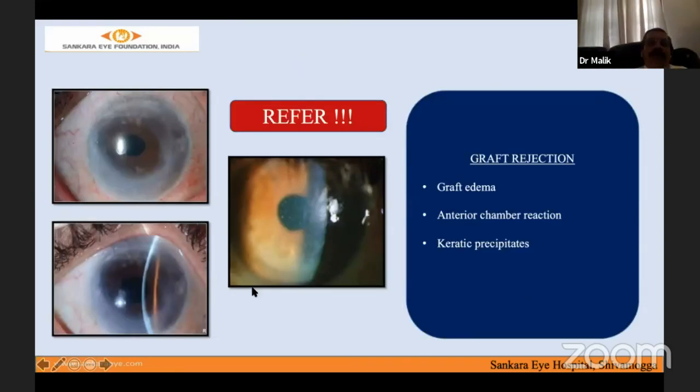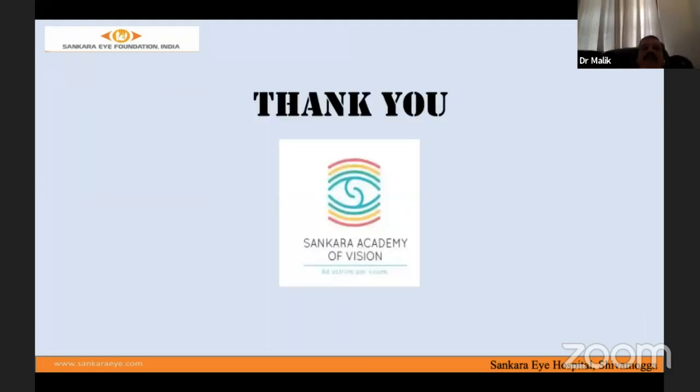Since this is posterior lamellar keratoplasty, and we are transplanting the endothelium, there are chances of graft rejection. So if there are any signs of graft rejection, like graft edema, anterior chamber reaction, or keratic precipitates, those patients should be referred immediately. Thank you for your patience in hearing.